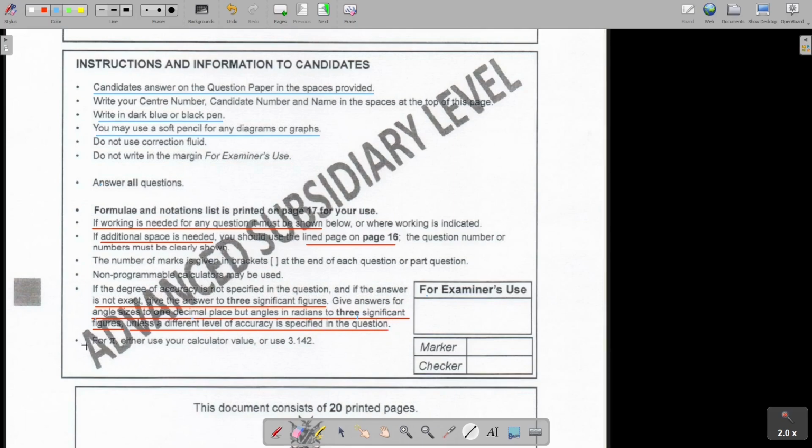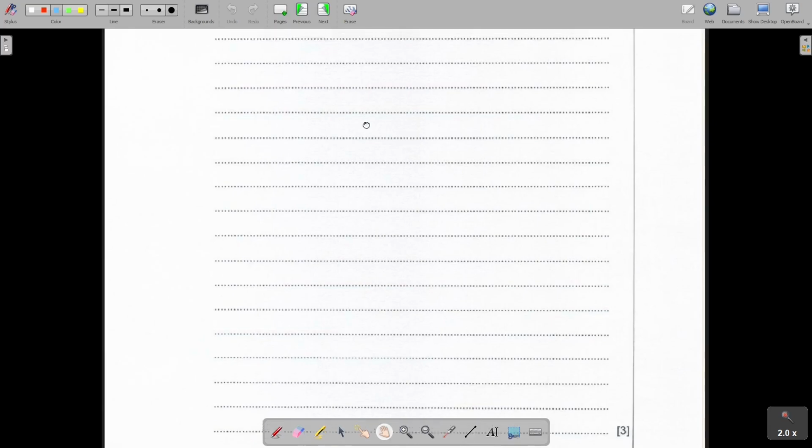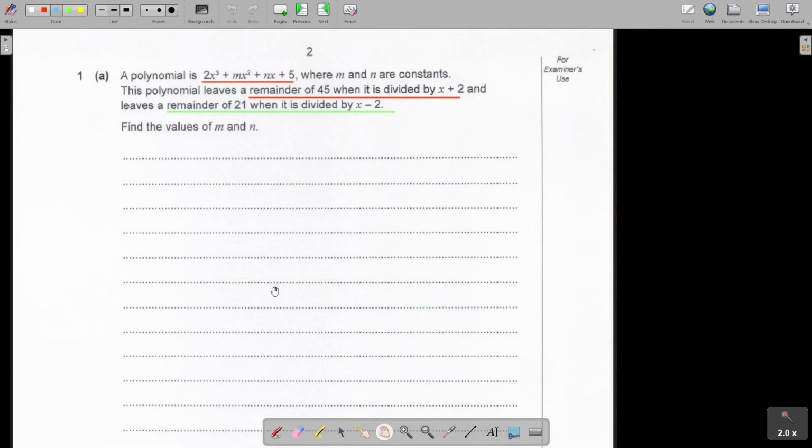And for pi, either use the calculator or use 3.142. That is very important. I think sometimes you are so used to it and you don't read it again. So just read it again so that you don't lose unnecessary marks. Okay, but let's start with the first question. I'm just going to take it a bit down. Okay, I already highlighted a few things for you. I think I'm going to highlight it again.